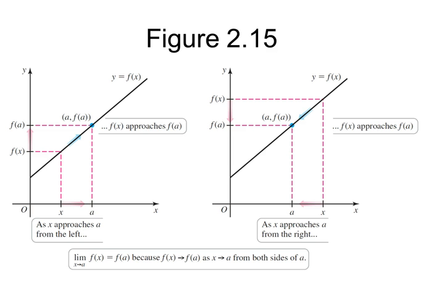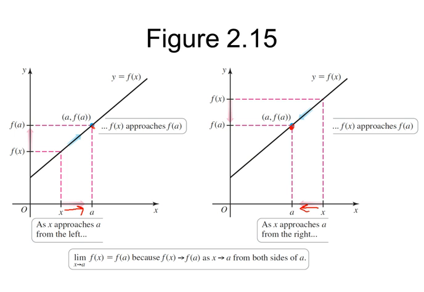And if we pick any particular a value, as x approaches a from the left, our function is going to be approaching some point at a, f of a, and as x approaches a from the right, f of x is still approaching this point a, f of a, and this is going to be true for any linear function.